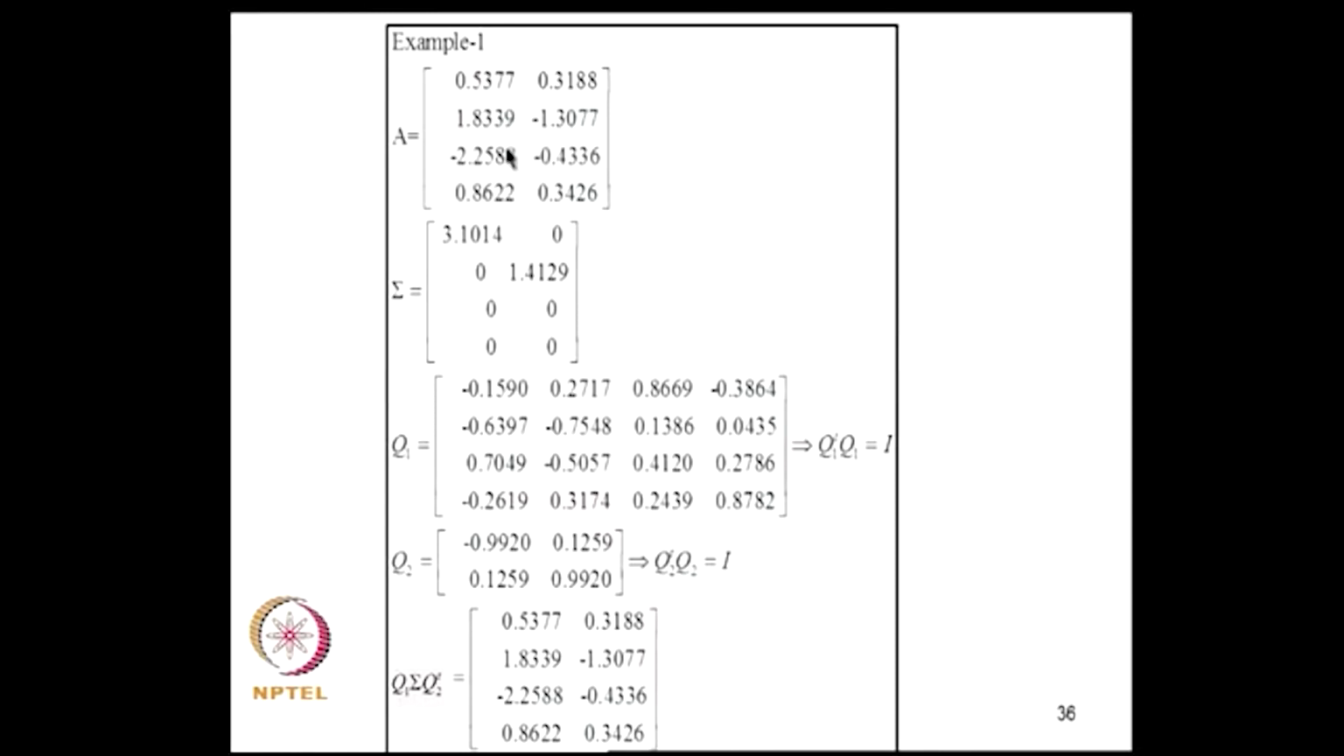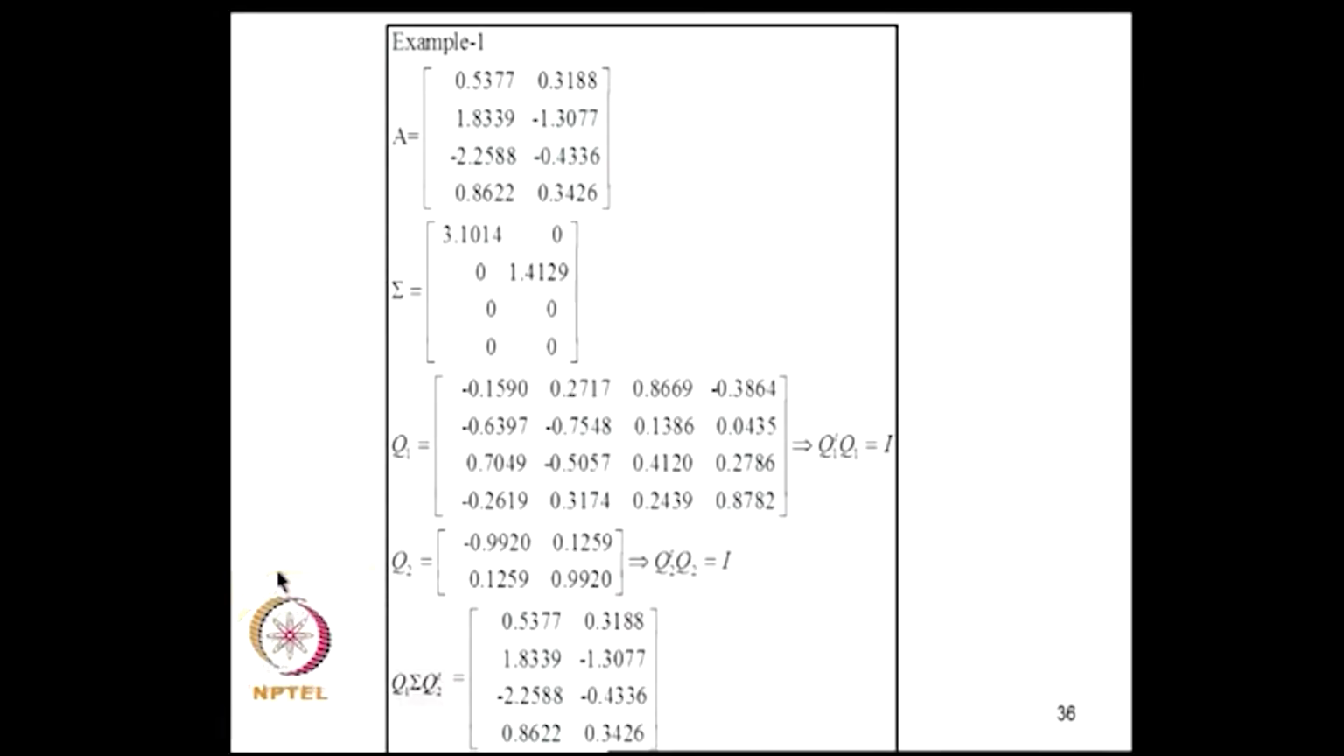We can see quickly an example. Suppose A is a 4 cross 2 matrix, we can find the sigma matrix, that will be this, and Q1 and Q2 will be this, and you can verify that Q1 transpose Q1 is I and Q2 transpose Q2 is I. If you multiply now Q1 sigma Q2 transpose, we will get this matrix which is nothing but A. You can verify that.